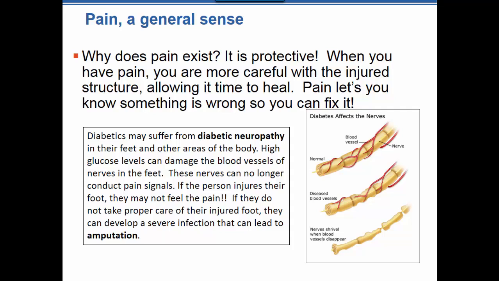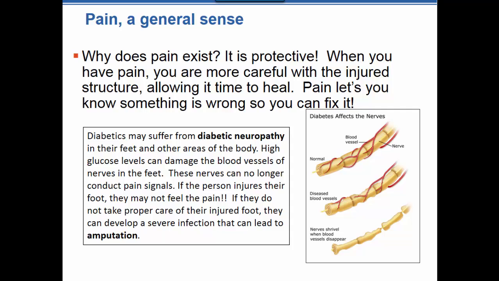To give you a good example of how important pain is, let's look at the condition called diabetic neuropathy. So this is something that can happen in individuals with ill-managed diabetes. What happens in cases where diabetes isn't managed properly is that the high blood glucose levels cause damage to the walls of blood vessels. And some of these blood vessels are feeding blood to the nerves in the feet. And if the blood vessels to the nerves become damaged, then the nerves themselves become damaged and can no longer conduct signals. So basically, these individuals can no longer feel what's happening in their feet.